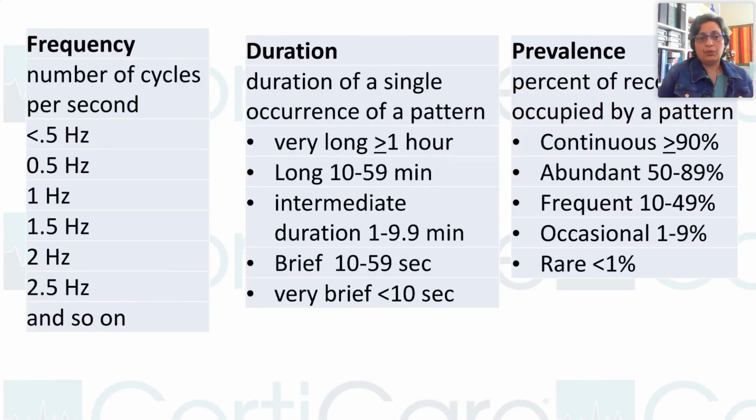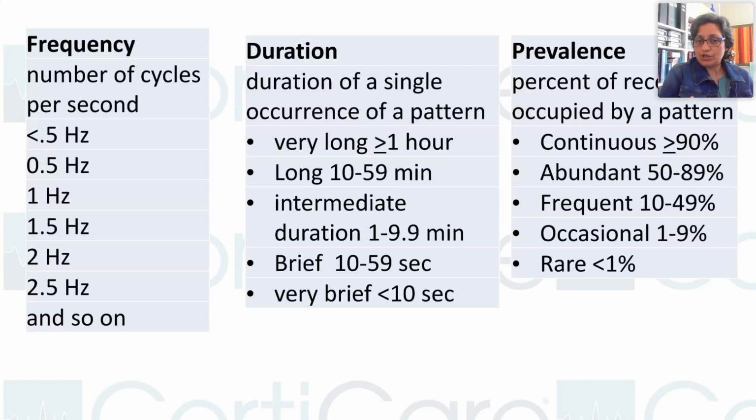So here it is. When you talk about the frequency of a given discharge, a given pattern, you always talk about how many times it is happening in a second: less than 0.5 hertz, 0.5 hertz, 1 hertz, and so on. Even if you're describing continuous GPDs, which are 4 to 5 hertz, you define that as between 2 to 6 hertz of continuous generalized periodic discharges with maximum voltage at a given point.